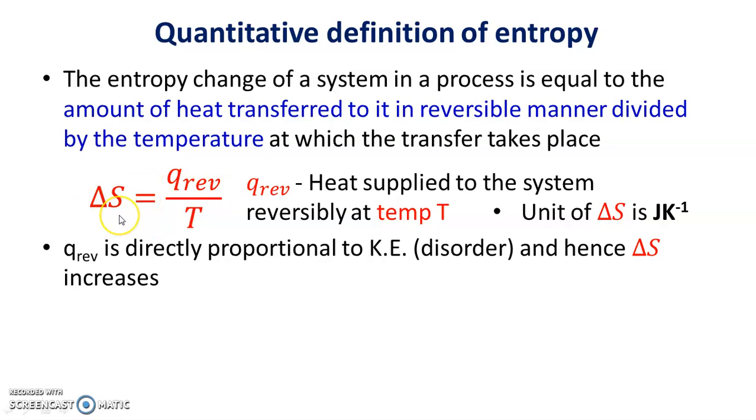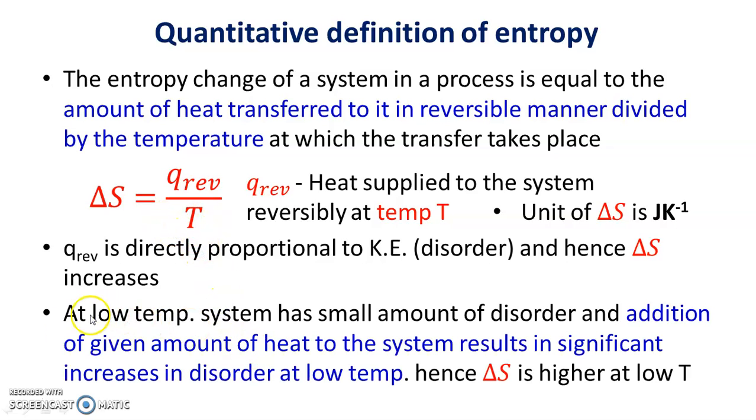Now from this mathematical expression, it is clear that Q reversible, that is the heat supplied to the system, is directly proportional to the entropy change. The meaning of this is, as more and more heat is supplied to the system, its kinetic energy increases, and when kinetic energy increases, disorder increases, randomness increases, and therefore delta S also increases. So delta S is directly proportional to the heat supplied to the system. And from this equation, it is also clear that delta S is inversely proportional to absolute temperature.